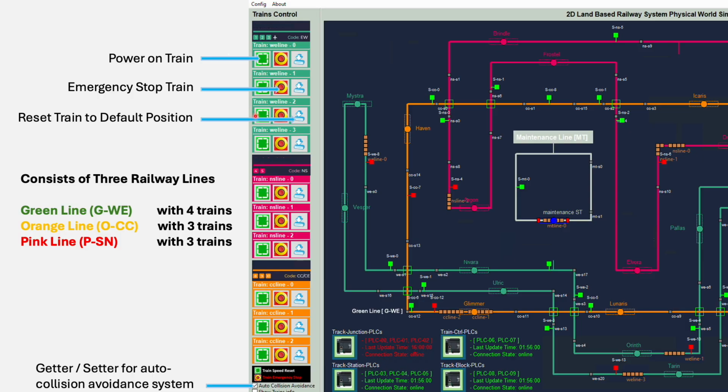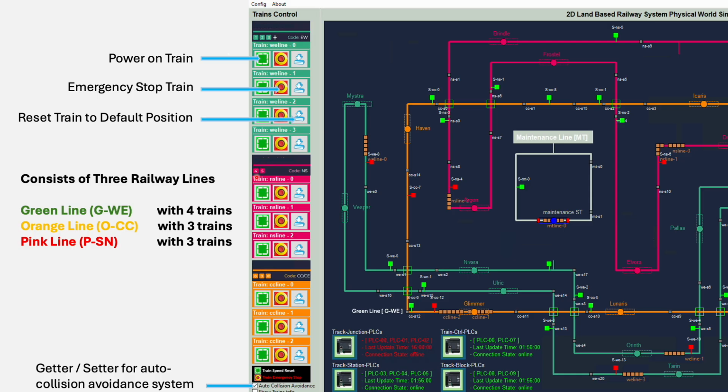Firstly, we have the power on train button, the emergency stop train button, and the reset train to default position button. These 3 buttons directly interact with the system and do not actually communicate with the train control or track signaling part of the railway system. The railway system consists of 3 railway lines. Firstly, we have green with 4 trains. Secondly, yellow with 3 trains. And lastly, we have red with 3 trains.